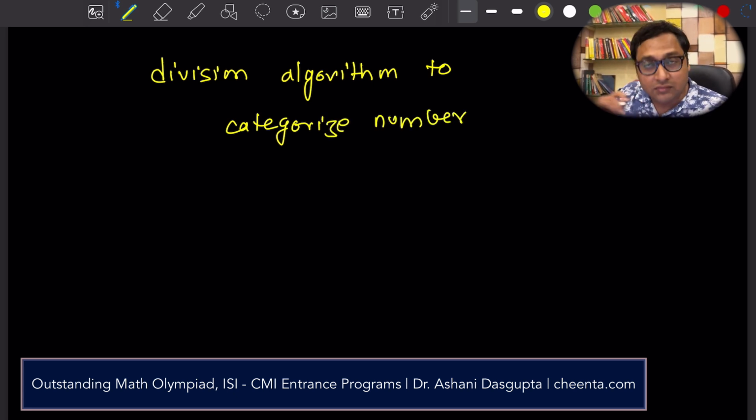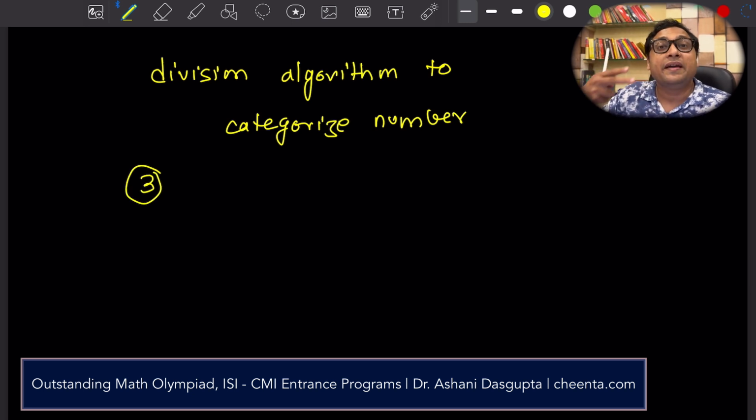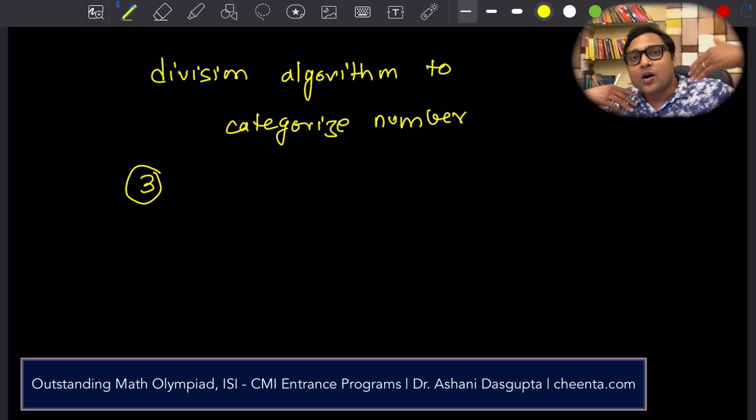For example, this is an extremely useful use case. Let's say you have the number 3. On the basis of the number 3, you can categorize all integers in 3 categories. One, those are divisible by 3. One which produces remainder 1 when divided by 3. And the third one which produces remainder 2 when divided by 3.